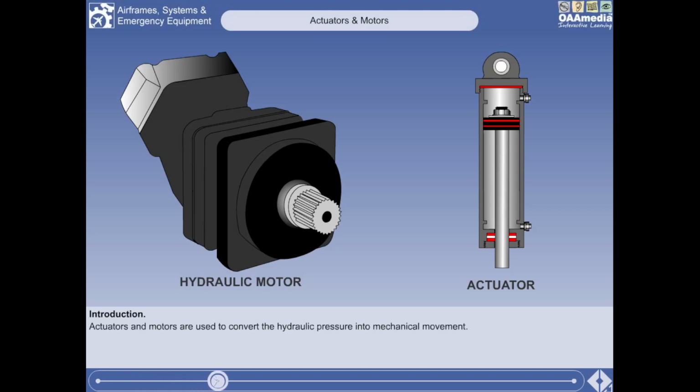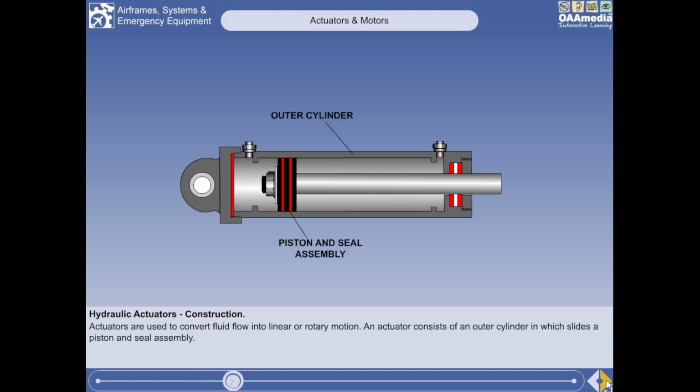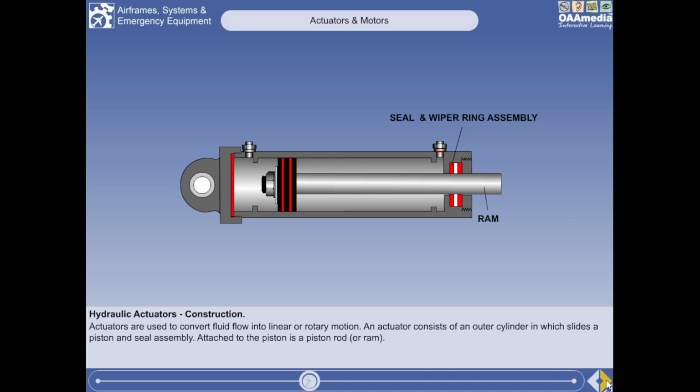In this lesson, we will examine the components that are used to convert hydraulic pressure into mechanical movement. Hydraulic actuators, or jacks, are used to convert fluid flow into linear or rotary motion. They vary in size and construction depending on the operating loads, but all consist of an outer cylinder within which slides a piston and seal assembly. Attached to the piston is a piston rod, or ram, which passes through a seal and wiper ring assembly fitted into the end of the cylinder.